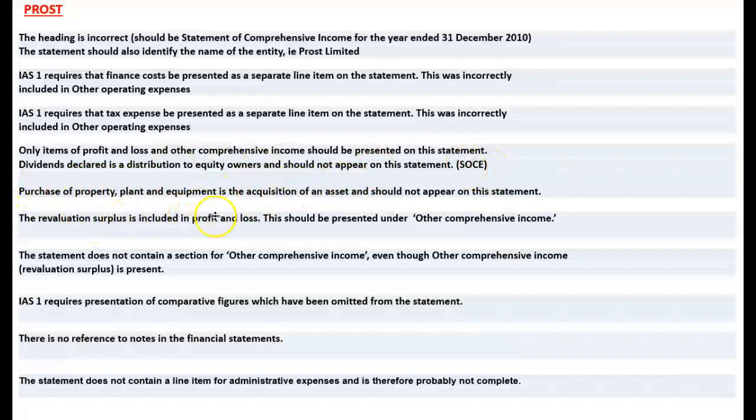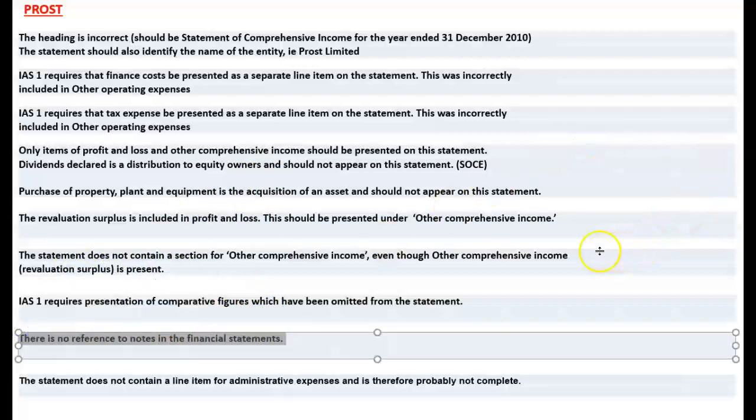The revaluation surplus is included in profit and loss. It should be presented under other comprehensive income. The statement does not contain a section for other comprehensive income, although there is clearly something that should appear there. IAS 1 requires presentation of comparative figures, which was omitted. There was no reference to notes. This one we've left out. There is no reference to notes in the financial statements, and the statement does not contain a line item for admin expenses and is therefore probably not complete. And that's it.